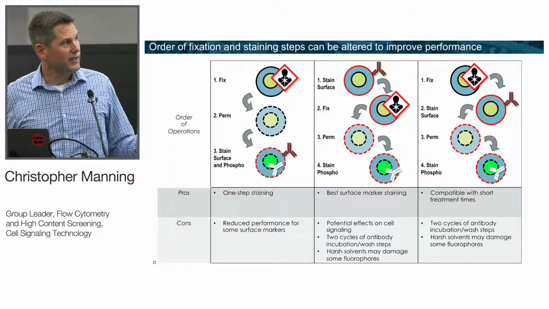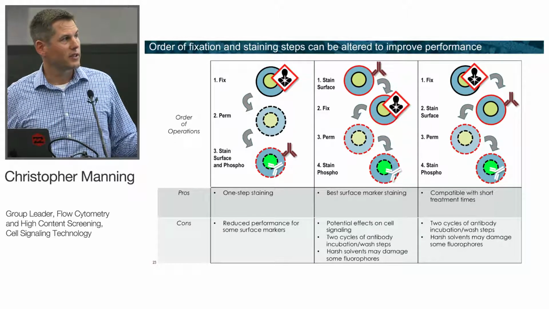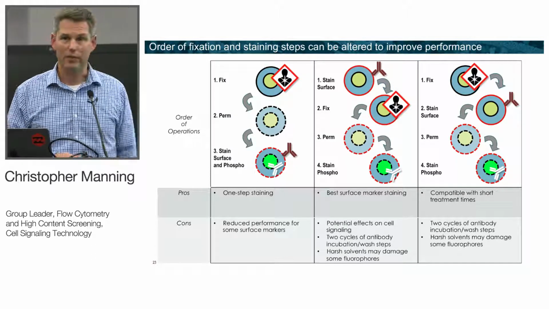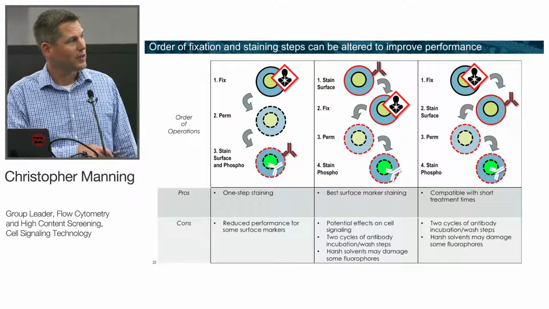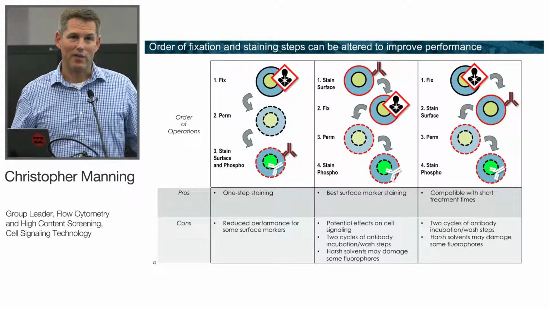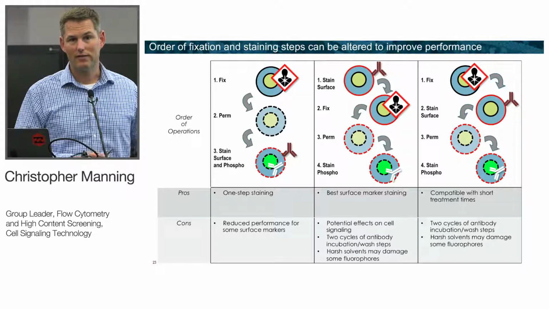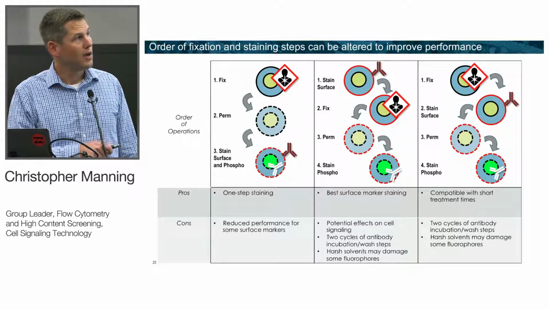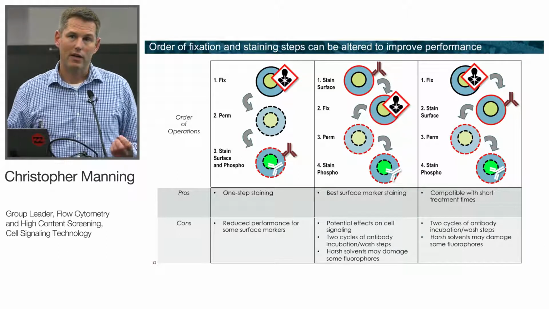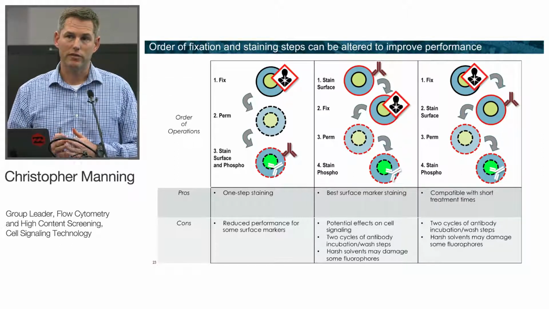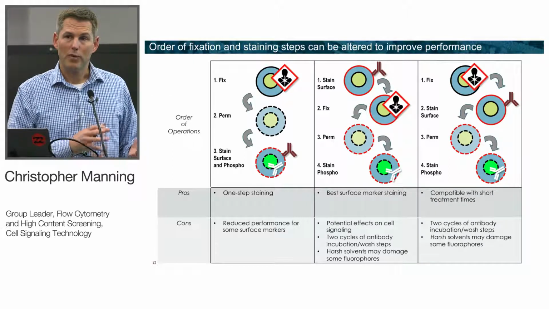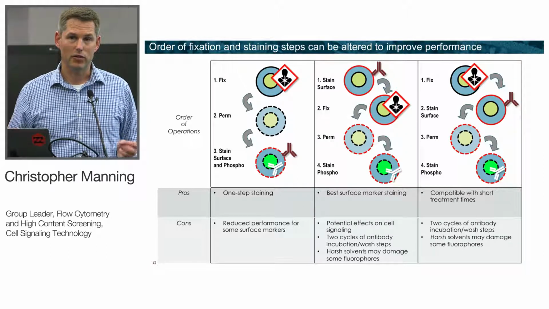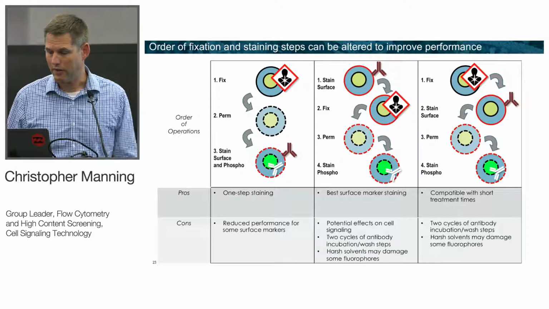So then a third option is to fix the cells first, stain with your surface markers, permeabilize, and then stain with your phosphos. Why would you want to do this? What's the difference? Well, just understand that with live cells, if you're adding antibodies, you're adding things that are binding to those cells, you can affect signaling within those cells. It's something to be cognizant of. Also, it's going to take some time. So if you've got a short activation that you want to perform, you might want to perform that treatment, fix the cells, get everything locked down so your timing is controlled, and then come in with your surface markers.